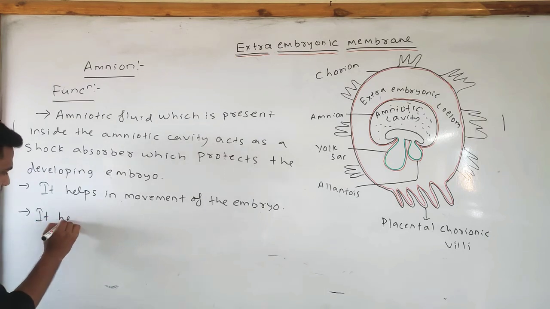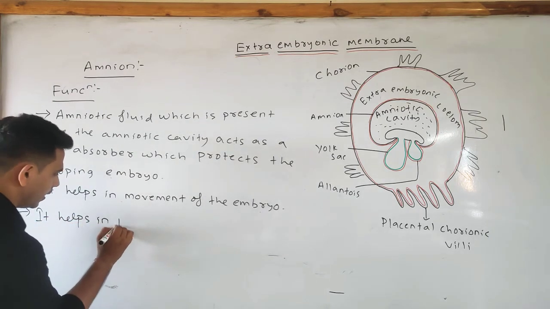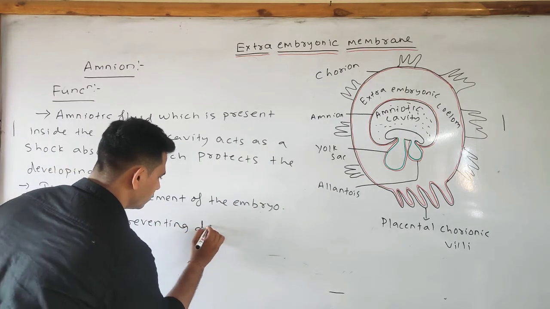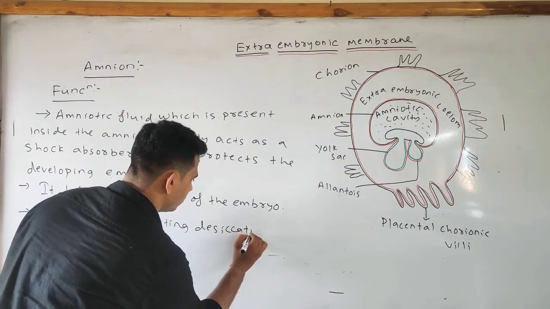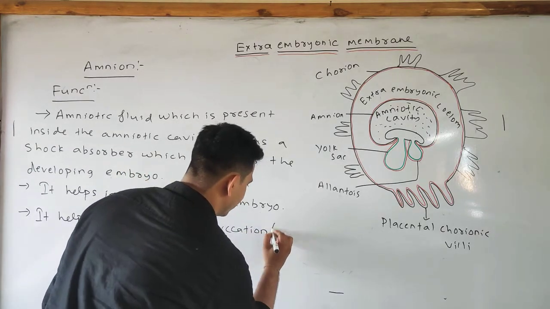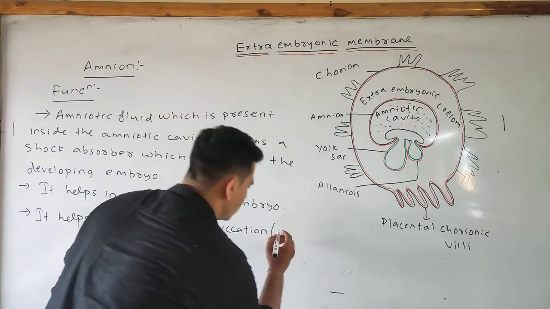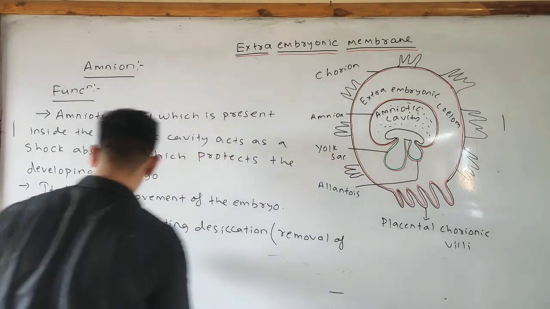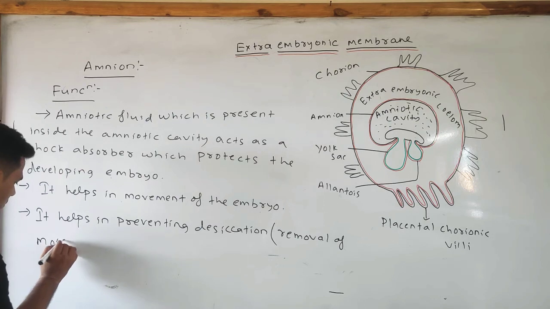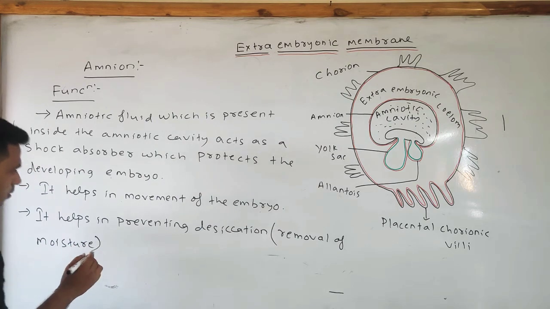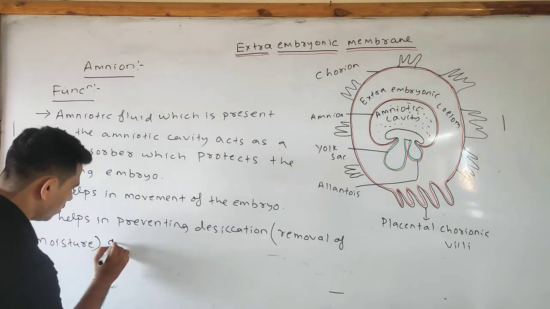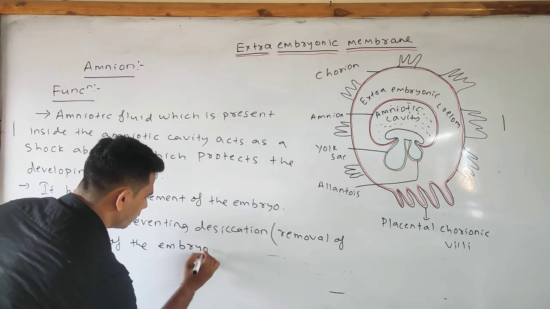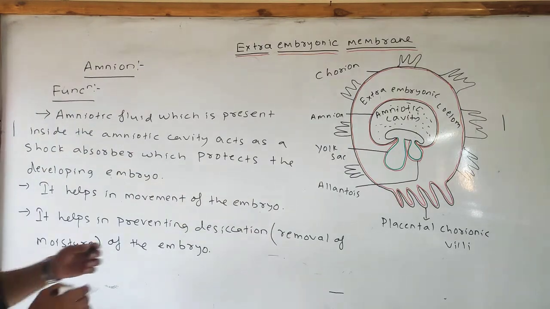Third point, it helps in preventing desiccation. Desiccation means, I am writing in the bracket, removal of moisture. Okay, preventing desiccation of the embryo. So these are your 3 important functions.